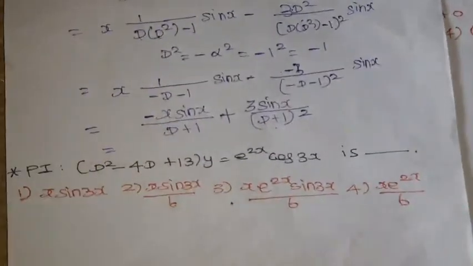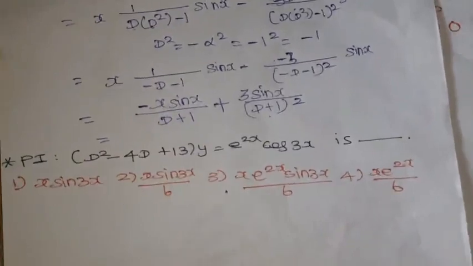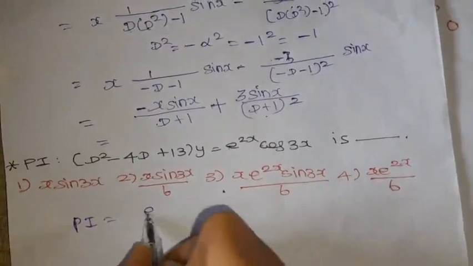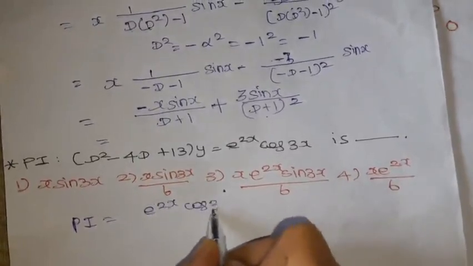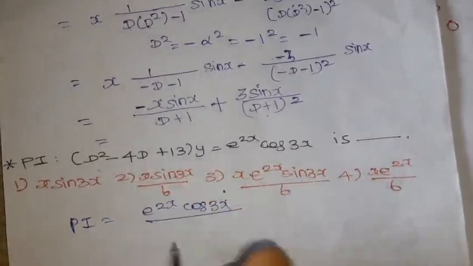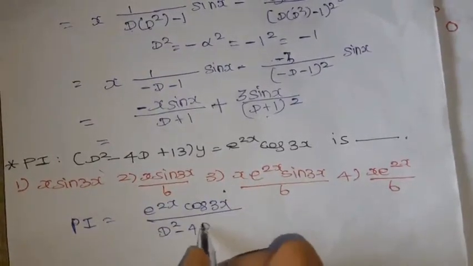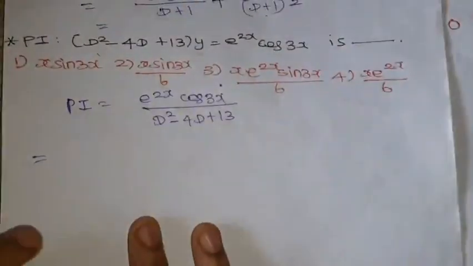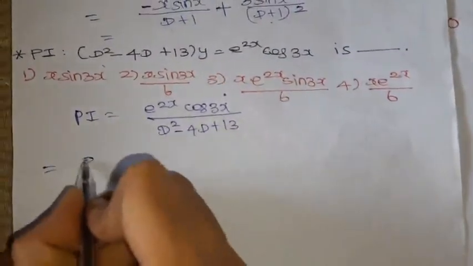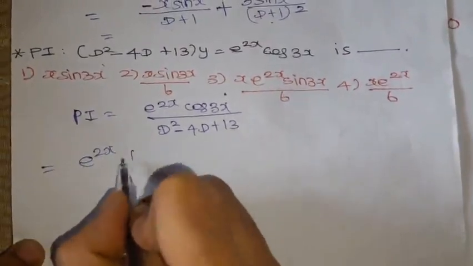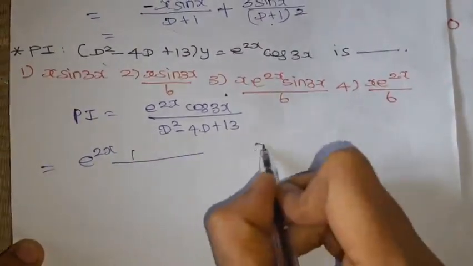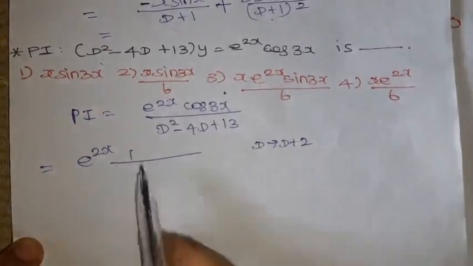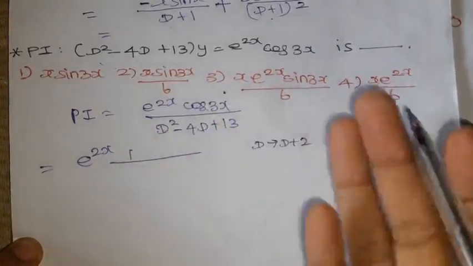We need to find the particular integral for the given function. We'll see. PI equals the right-hand side, e power 2x cos 3x, divided by f of d. f of d is nothing but the given function, d squared minus 4d plus 13. So how to proceed next? Whenever e power 2x comes, we should replace d by d plus alpha, in general e power alpha x. Here, what is given? E power 2x, so alpha is 2 here. Okay, so we should replace d by d plus 2. Replace d by d plus 2.